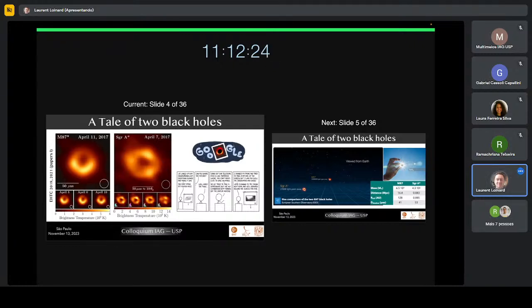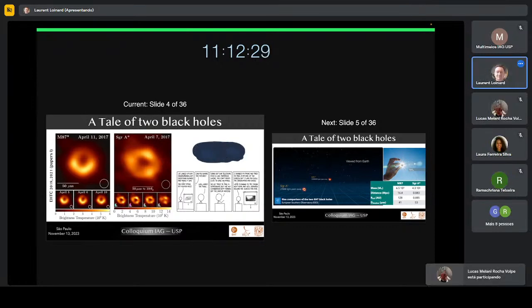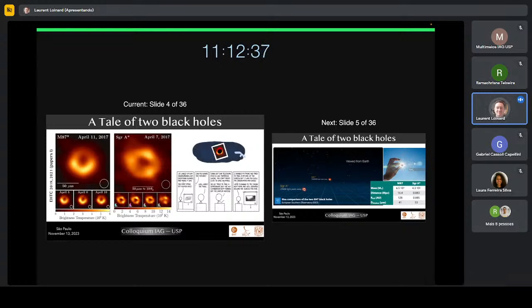M87 was observed on 4 different days during April 2017, and you can see the images reconstructed for each day. They are very similar. In 2019, it was also observed for several days, although these images are not actually the images for each day. They are representations of different kinds of images that we get from this data. As you can see, most of these images also contain a ring.